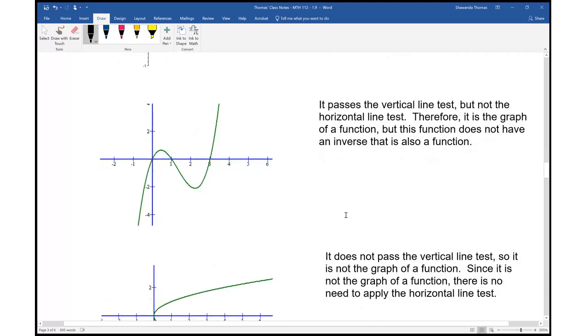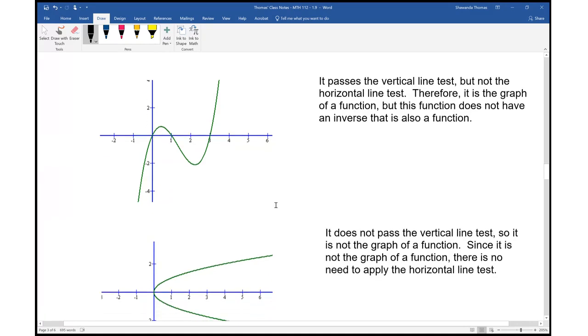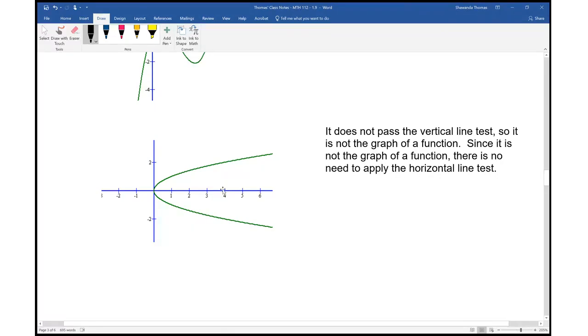This one here, it passes the vertical line test, but not the horizontal line test. Therefore, it is the graph of a function, but this function does not have an inverse, also a function. And this one does not even pass the vertical line test, right? Therefore, there's no need to apply the horizontal line test.